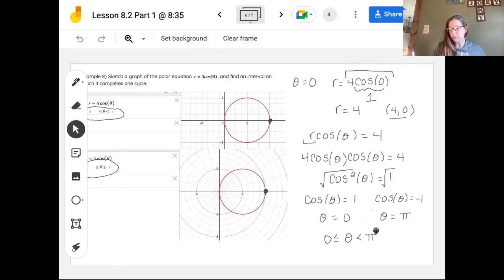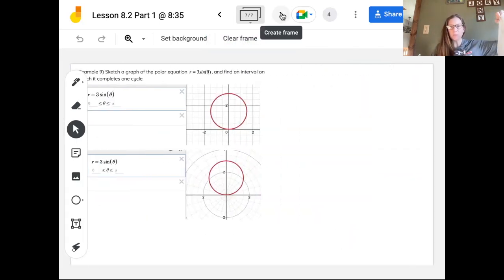and pi. And notice here I put just less than, because if I were at pi, that is the start of the new one, right? So I would be starting a new cycle at pi. So even though Desmos does have this less than or equal to sign, that's not accurate. It's just less than. One more, kind of similar to this, except we're going to use sine, and how it looks with sine.